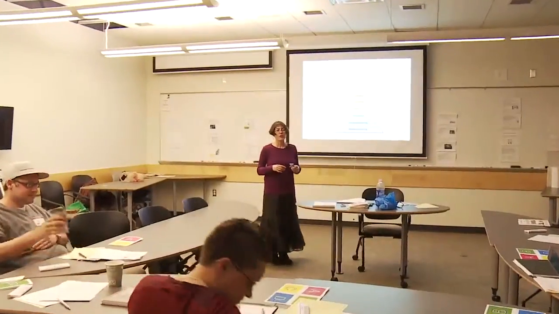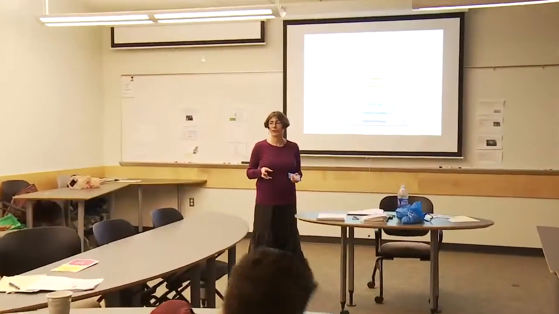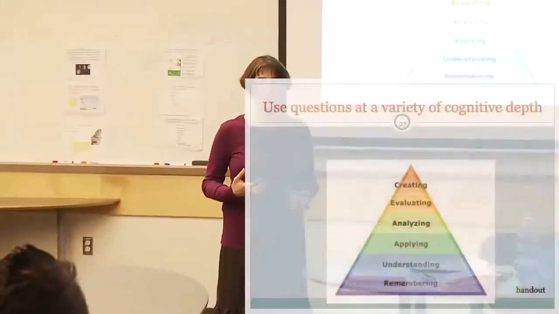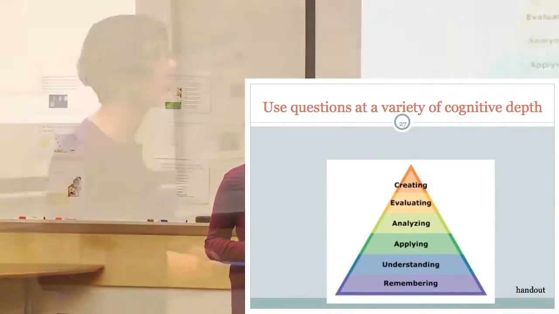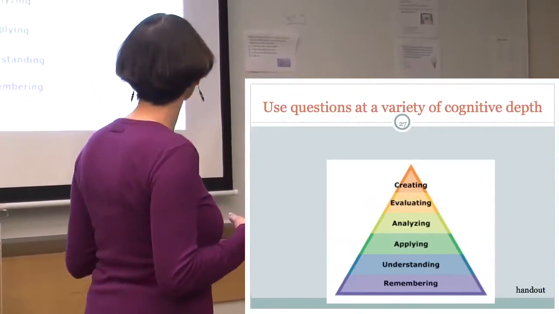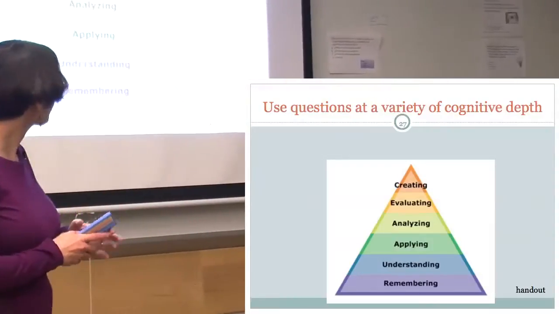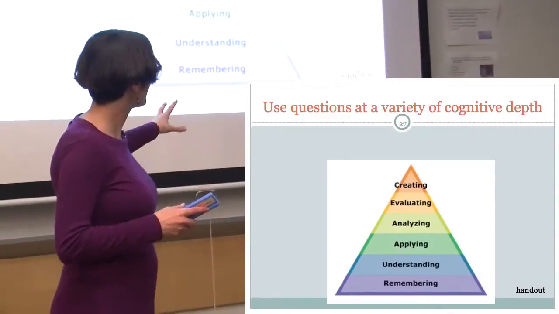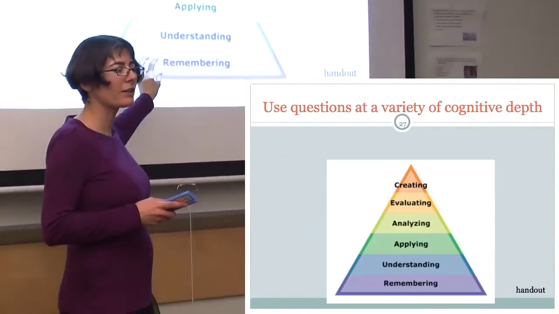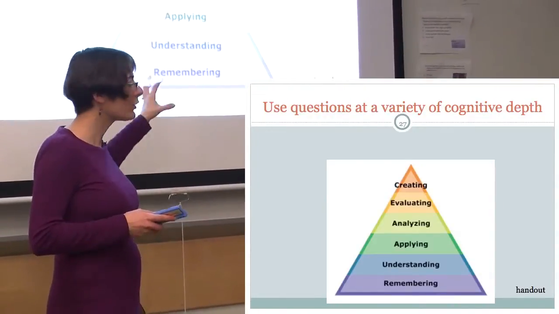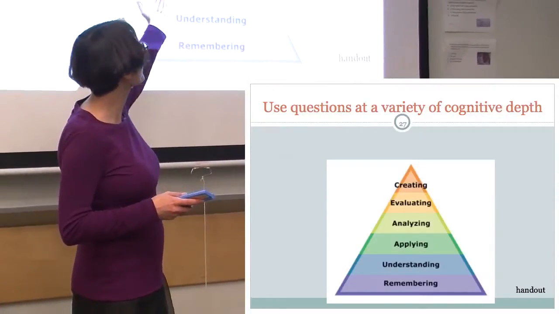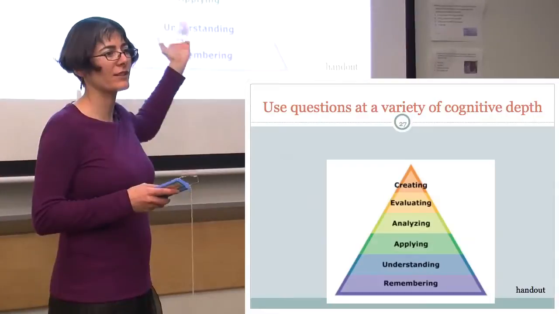So we've talked about some tips for writing questions. I also want to talk about the cognitive depth of questions, which is something I alluded to before. This is called Bloom's Taxonomy. I've got this in your handout, so don't worry about the words. It's basically an ascending pyramid from the low-level skills of remembering and understanding up to applying, analyzing, evaluating, and creating or synthesizing.